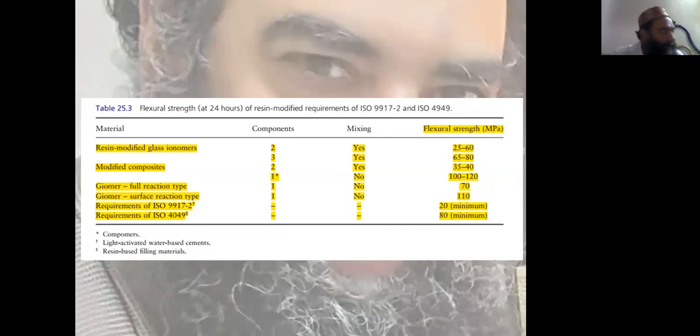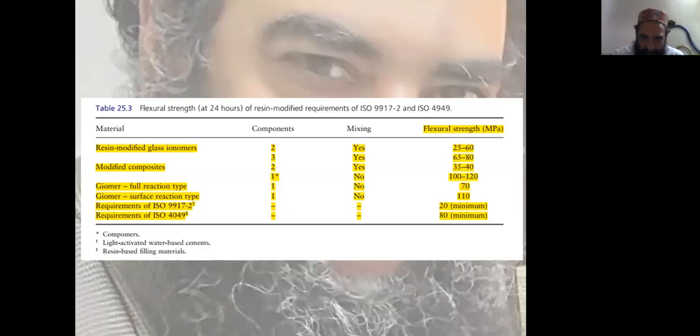Now, this is table 25.3. Flexural strength at 24 hours of resin modified requirement of ISO 9917-2 and ISO 4049. Flexural strength was recorded at: resin modified glass ionomer, component 2 and 3, mixing, all we know require. Flexural strength is 25 to 60 and 65 to 80. Three component having more flexural strength.